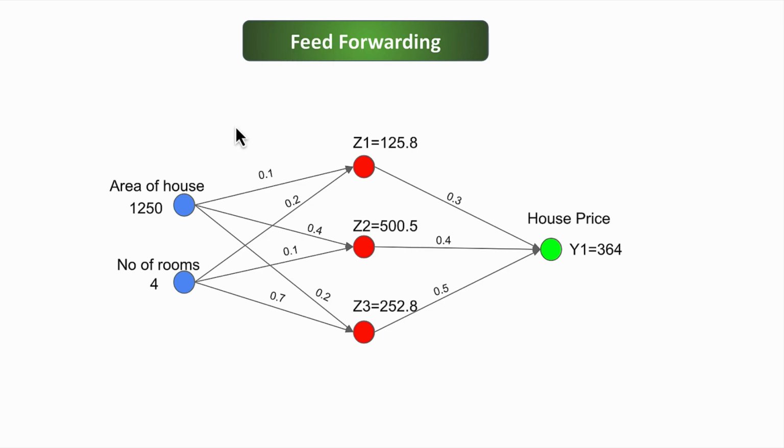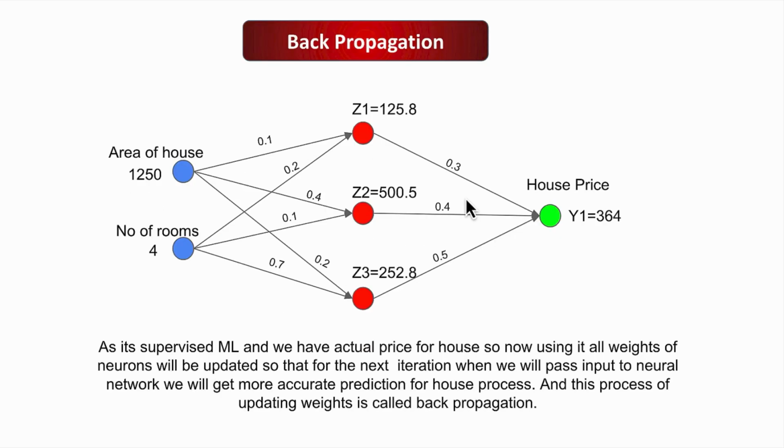So feed forwarding is the process of passing all your training data to the neural network at the input layer and getting the value of the neuron at the output layer. And after getting this predicted value, we are going to update these weights. And the process of updating these weights is called backpropagation.